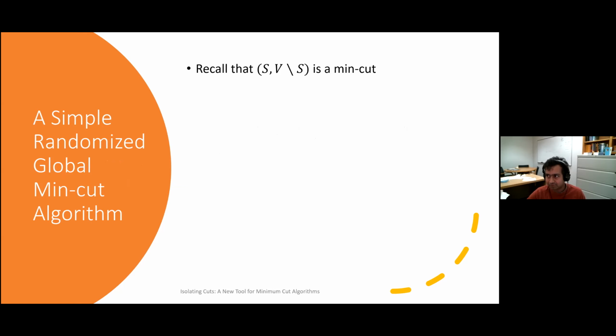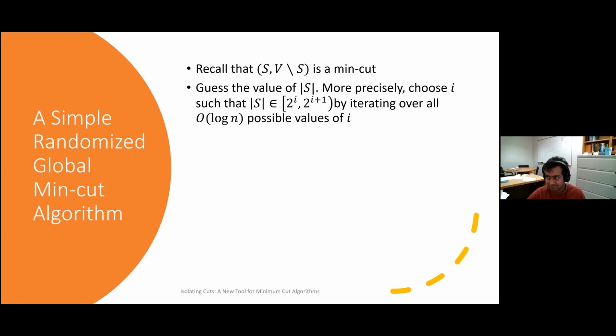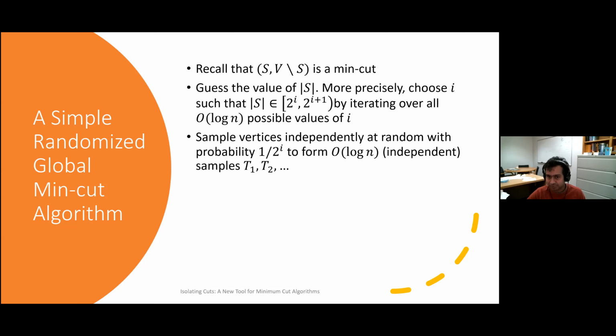Recall that I'm calling my global min cut S and V minus S, the two sides of the cut. We guess the size of S, let's say the smaller side. More precisely, we choose i such that the size of S is between 2 to the i and 2 to the i plus 1. To do this, we iterate over all the possible values of i. Then we sample vertices independently at random with probability 1 over 2 to the i. This forms log n independent samples, T1, T2, up to T log n, at these different levels of sampling.